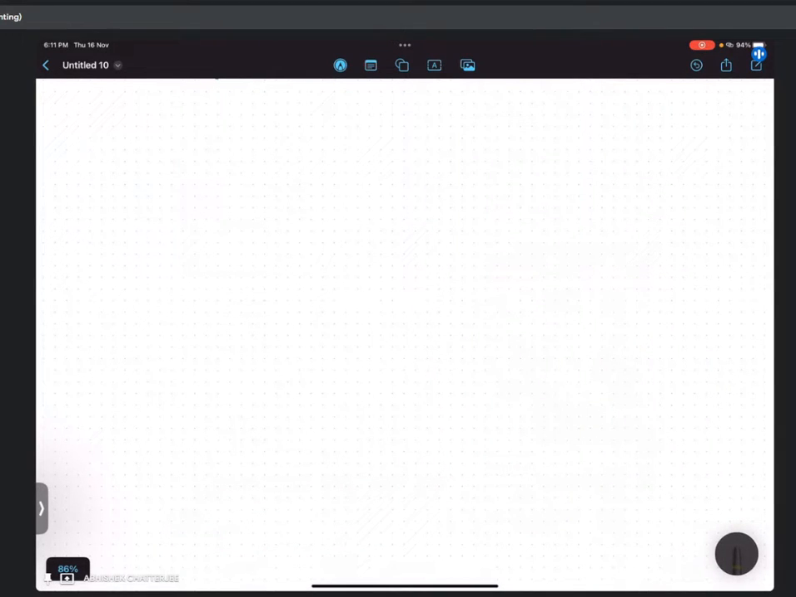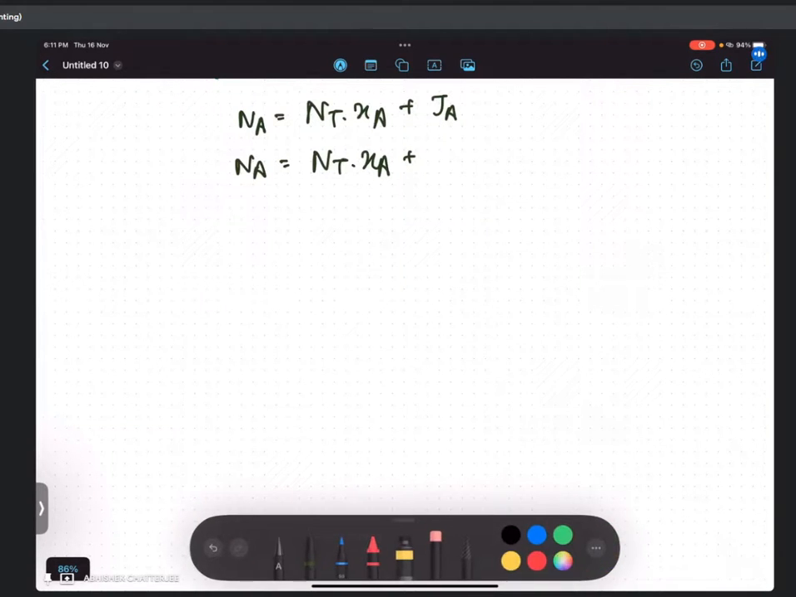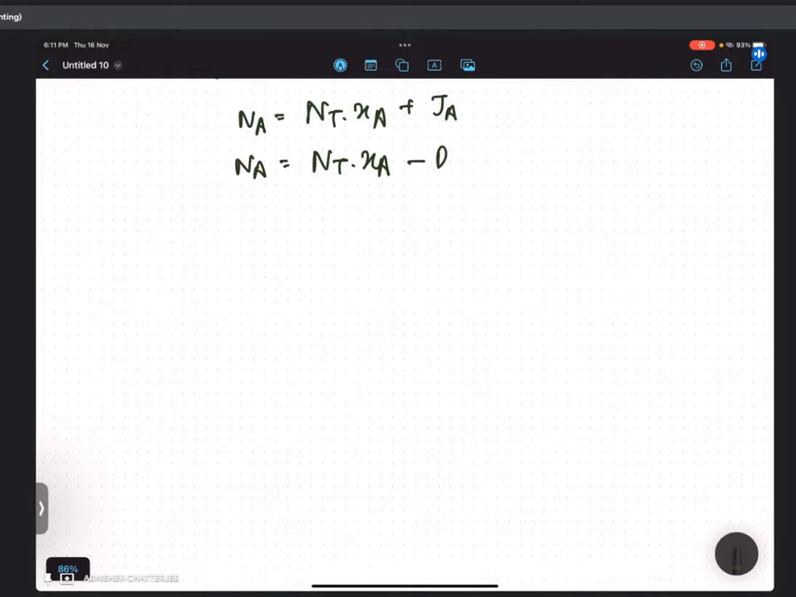What was our general equation of mass transfer? It was Na equals Nt into Xa plus Ja. Or you can write Na equals Nt into Xa plus, instead of Ja, the expression from Fick's first law of diffusion, so you can directly write minus Dab into ∂Ca/∂Z.